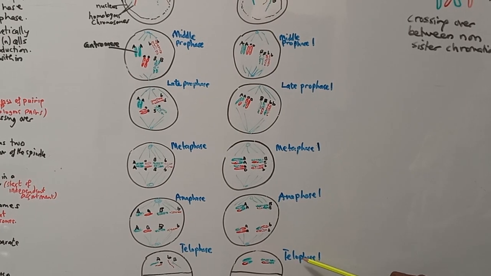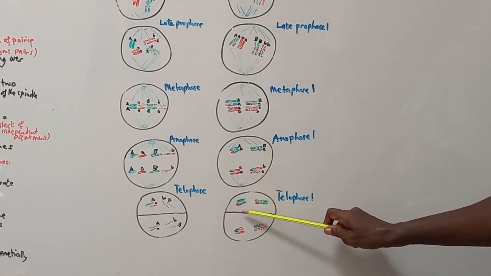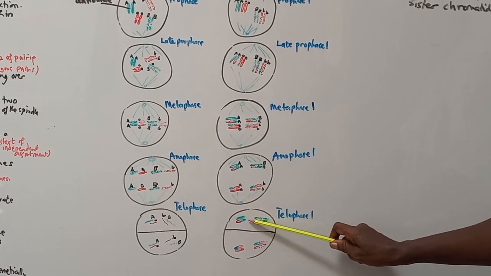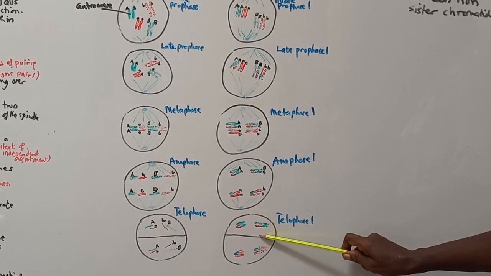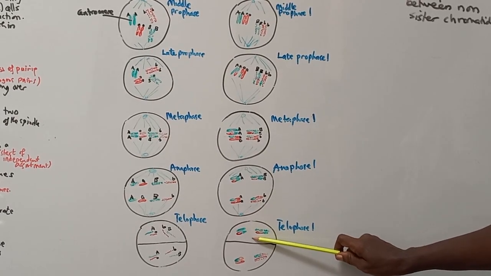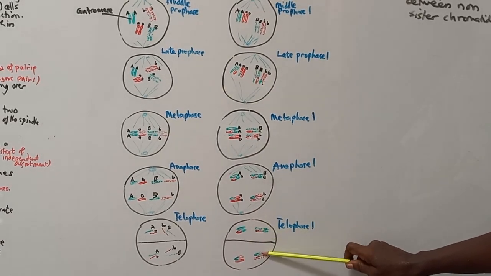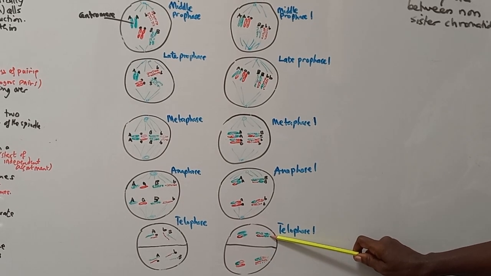Meanwhile, at telophase 1 in meiosis, look here, we have 2 nuclei form, each of them with half the number of chromosomes that we started with. We started with 4, now we have 2 in each. So telophase 1, we have a haploid number of chromosomes.